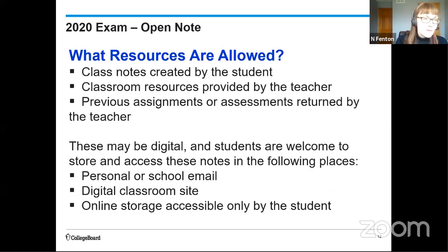So here's a little list real quickly of what resources are allowed on your test. And some of these resources may be in a digital format. So they might be on your classroom site.